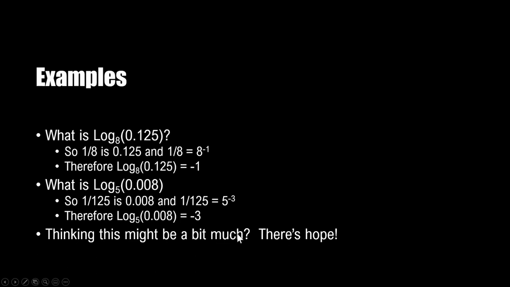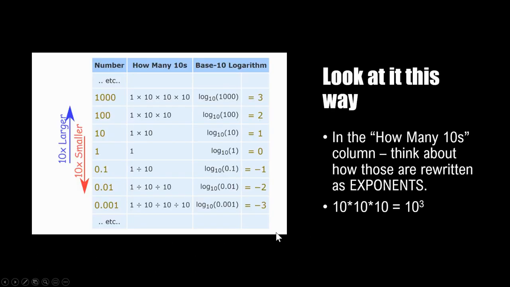Thinking this might be a bit much? There's hope. Give me a couple slides. All right, look here at the table, and hopefully that will start to make a little bit of sense in terms of what's going on. We've got these numbers: 1,000, 100, 10, 1, 0.1, 0.01, 0.001. If we're going up the table, we're multiplying by 10. If we're going down the table, we're dividing by another 10.